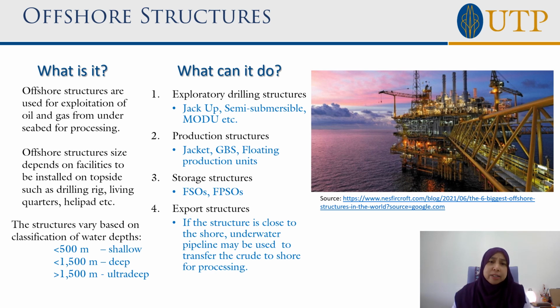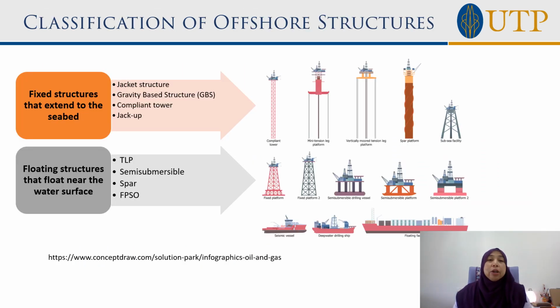They have different types of functions, as you can see from number 1 to number 4. They can be exploratory, production facilities, storage structures, or export structures. But most importantly, the structures will have to be different according to the different water depths in the deep sea. It can be classified as shallow water, which is less than 500 meters, deep water, or ultra deep water, which is more than 1,500 meters.